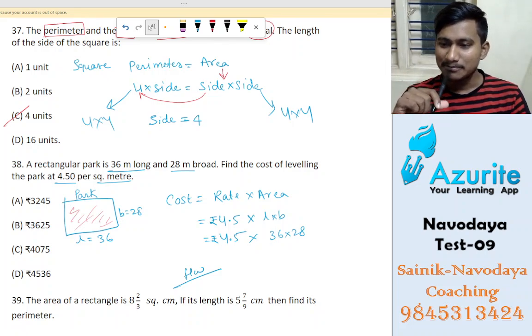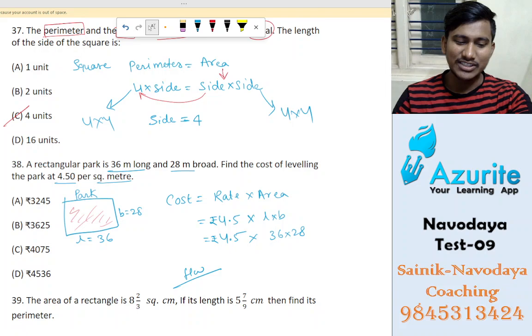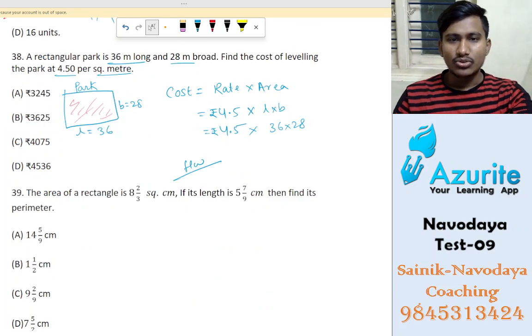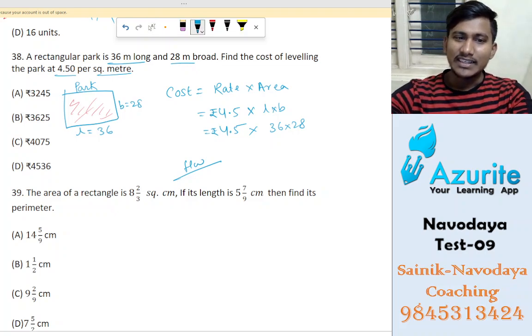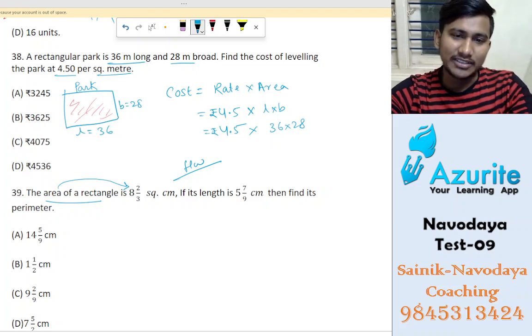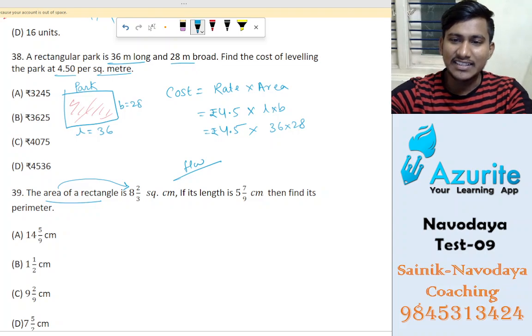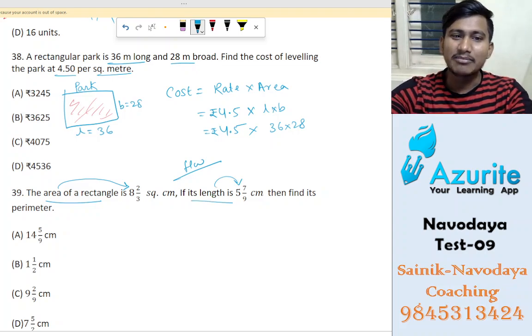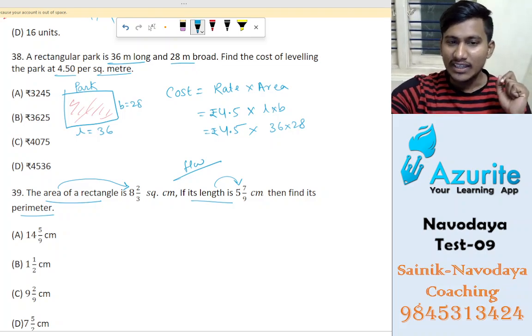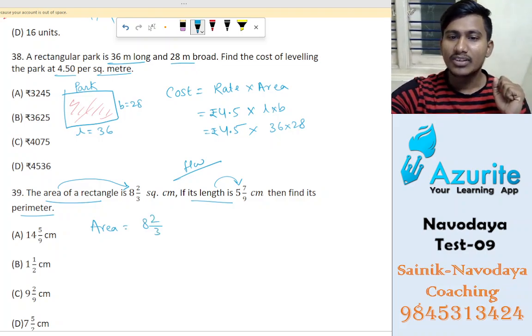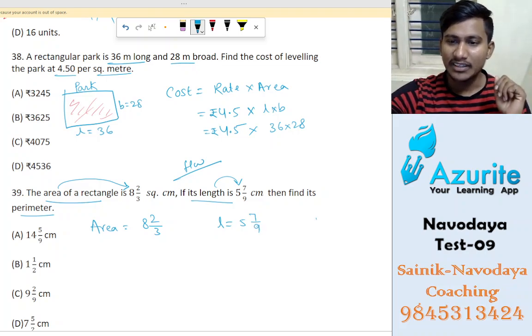Students, completed? Okay now. Should we go to the next question? So here the next question is, the area of a rectangle is given. How much? 8 and 2 by 3 square centimeter. So area and its length are given, then we have to find its perimeter. Okay, so area is given as 8 and 2 by 3, and length is 5 and 7 by 9 centimeter, and perimeter we have to find, right, isn't it?